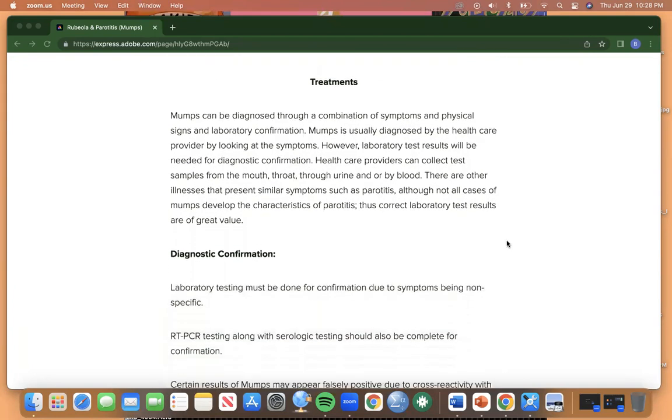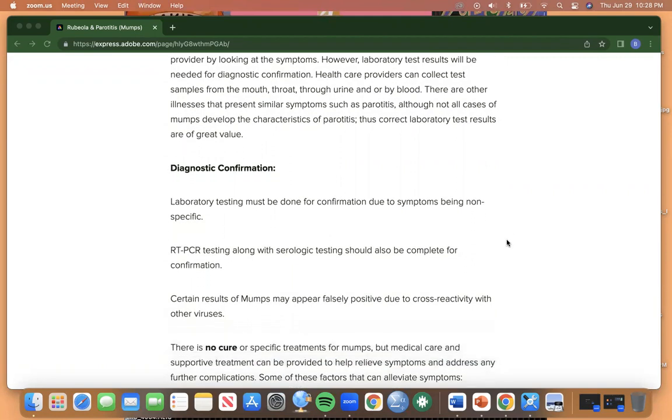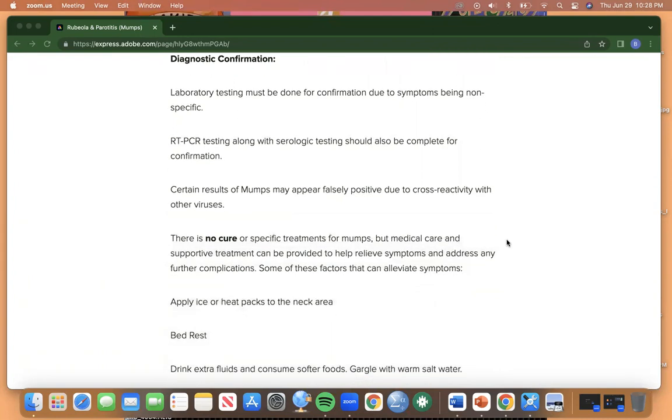Now, with diagnostic confirmation, laboratory testing must be done due to symptoms being nonspecific. The RT-PCR testing along with serologic testing should also be completed for confirmation. And certain results of mumps may appear falsely positive due to cross-reactivity with other viruses. There is no cure or specific treatment for mumps, but medical care and supportive treatment can be provided to help relieve symptoms and address any further complications.